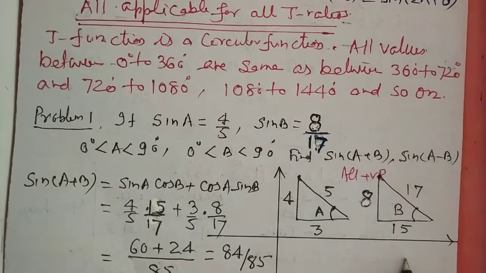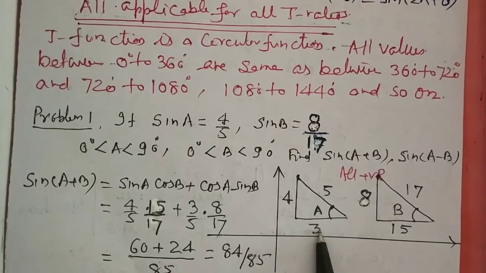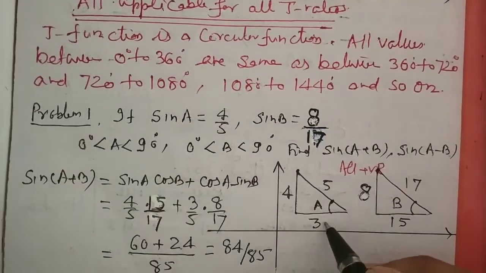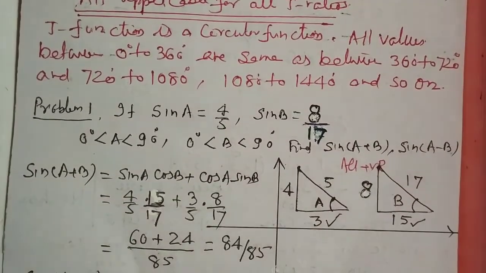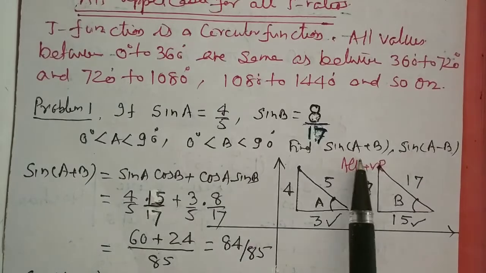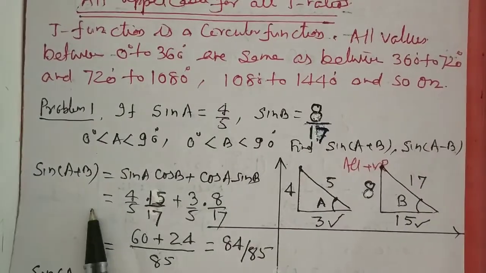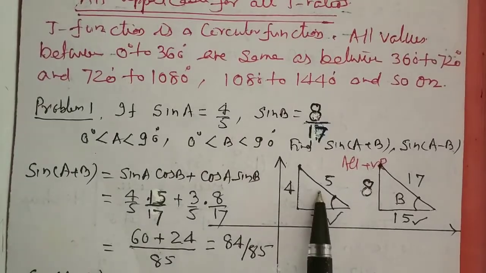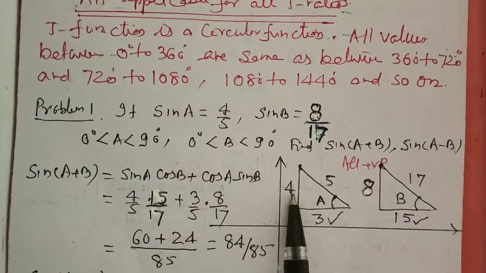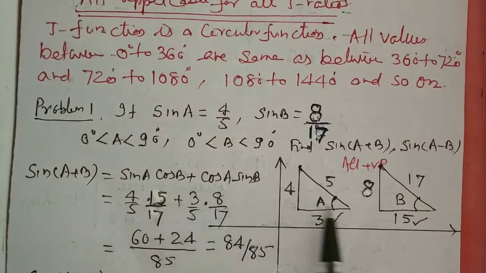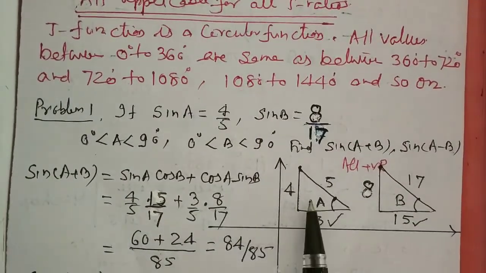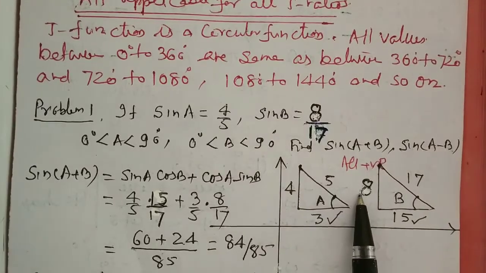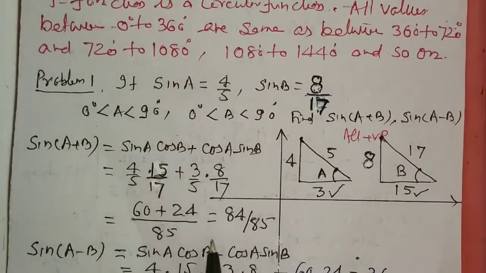We can easily find the base. This you can find by Pythagoras theorem. You find 3 and 15. After that, find the value of sine A plus B. Write sine A plus B equals sine A into cos B plus cos A into sine B. Write the values from the figure. Sine A is 4 by 5, cos B is 15 by 17, plus cos A 3 by 5 into sine B 8 by 17, and simplify to get this.